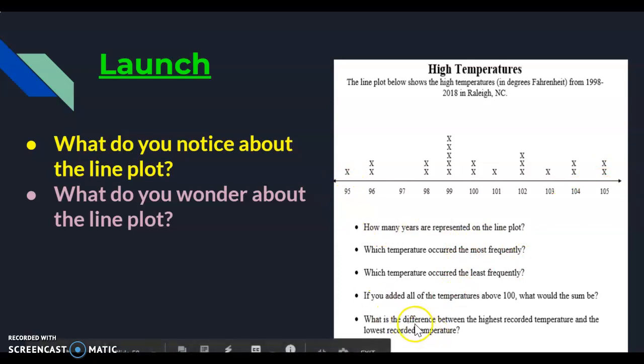So when you see the word difference, that means you're going to be subtracting. You're going to find the difference by subtracting. You take the higher number, 105, you minus 95, you're going to get 10 for an answer. So the answer for that one is going to be 10.